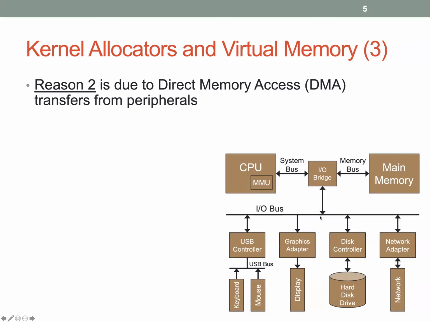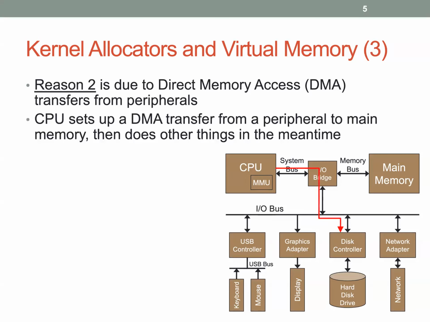And so the CPU, the kernel, can set up an interaction, or it can talk directly to a peripheral on this bus using the I/O bridge, but then it can let the peripheral do some things on its own, so the CPU can do calculations in the meantime. This is the really cool thing. We call it direct memory access. So the CPU sets up a DMA transfer.